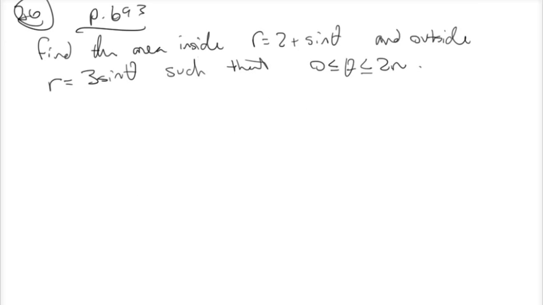Alright, so we're going to be doing number 26 on page 693 in your book, and this question asks us to find the area between the curves r equals 2 plus sine theta and r equals 3 sine theta, where the first one is going to be on the outside, and the second one is going to be on the inside.